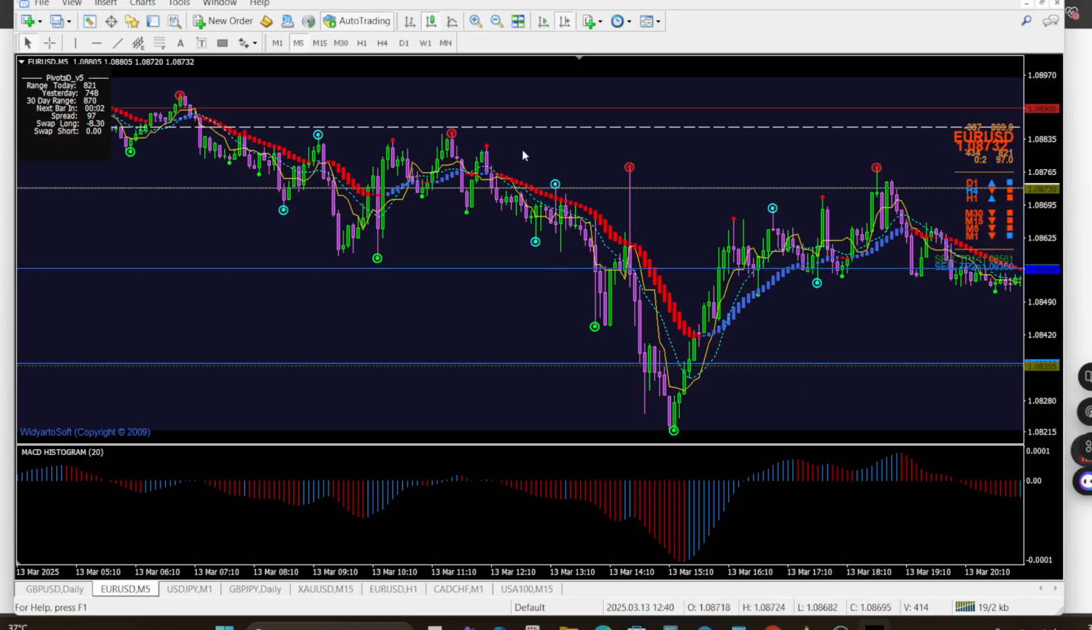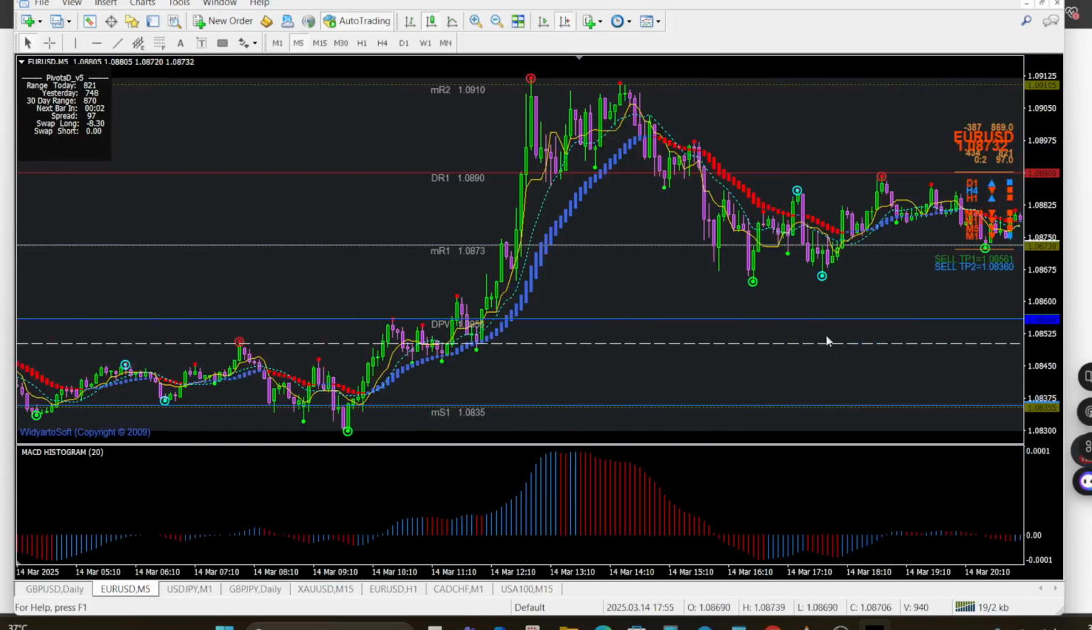All right, for your stop loss, you can set it above the swing high for your sell, or below the nearest swing low for your buy. So it's a very straightforward strategy, actually.